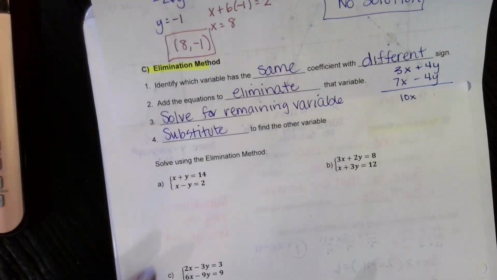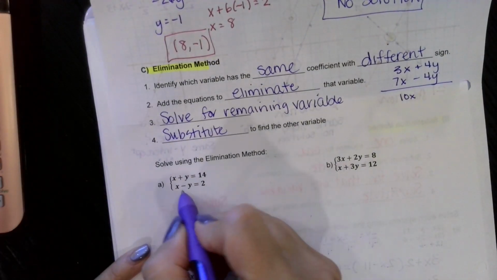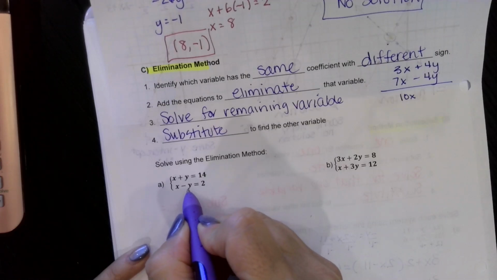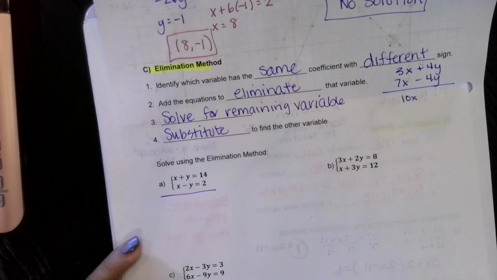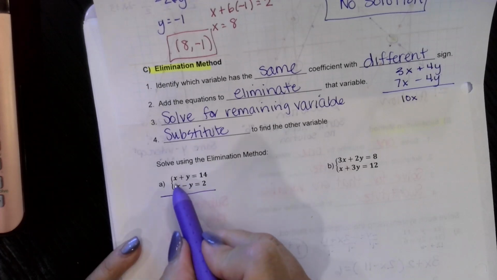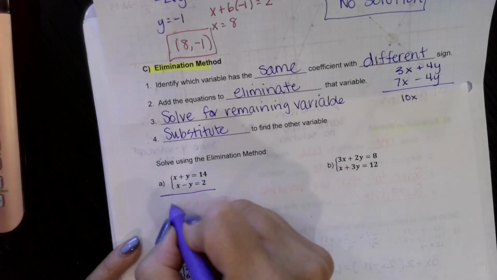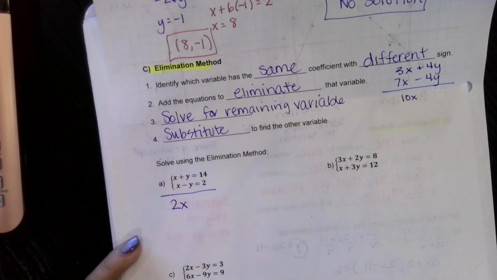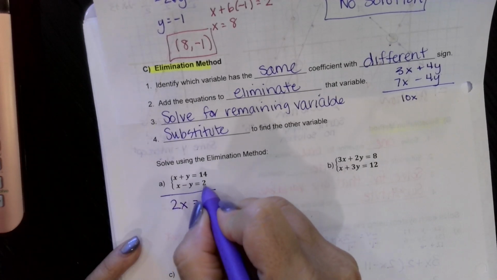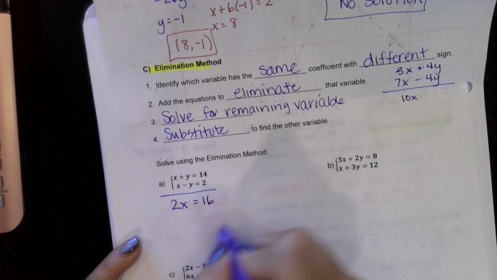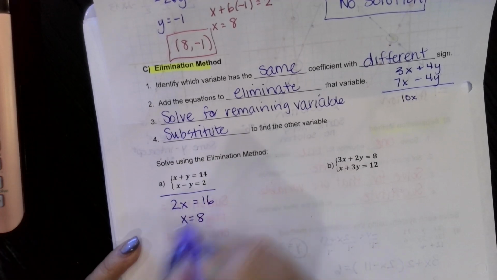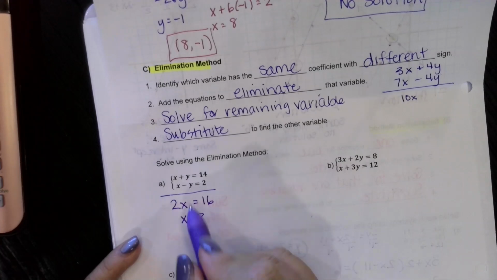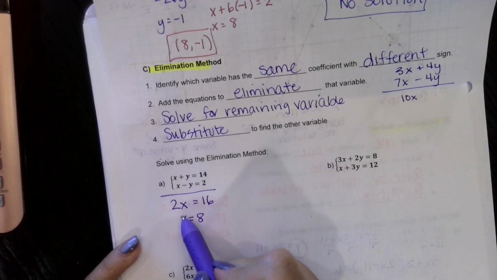All right, so if we look at this one, I see I have a positive x and a negative x. So this is super simple. I know what I'm going to do is I'm just going to add. So I have x plus x. That means I have 2x. And then on the other side of the equation, I have 14 plus 2, which is 16. So this tells me that x equals 8. So I eliminated, I solved for the remaining variable.